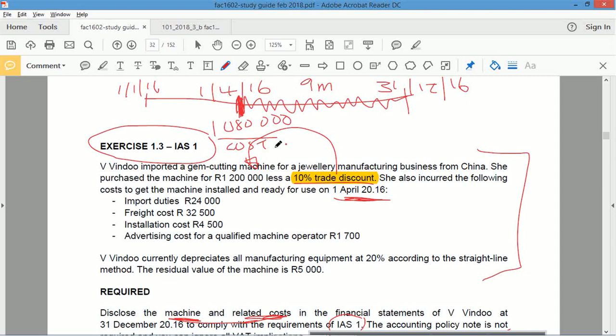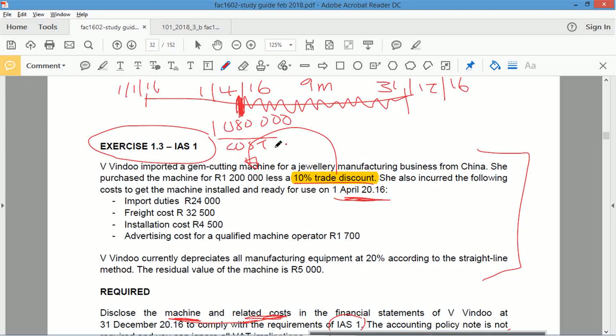What else did you incur to get the machine installed and ready for use? Import duties, freight costs, so that's how they get it there, installation cost, advertising. So what are we going to do with those costs? You're going to include them. Why? Because it's what was incurred when she was buying the machine. Are you going to include all of them? Yes. Okay, but then you need the freight cost, that's how it was delivered, import duties as well as installation.